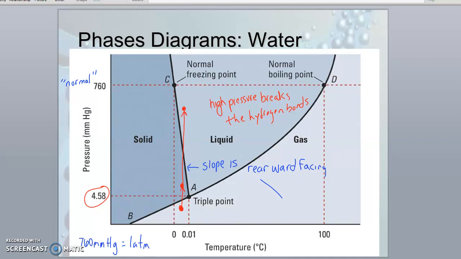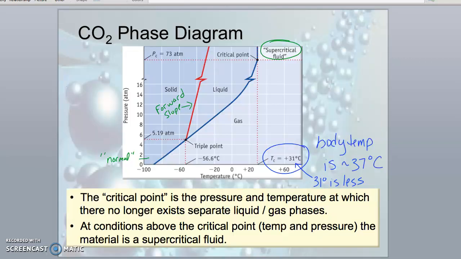That's always good. Look at the slope of this line, that solid-liquid interface. It's a rearward facing slope, and that's something that's unique to water, and that allows us to increase pressure and go from solid to liquid. Most slopes, for anything but water, are going to have a forward facing slope. So let's take a look at one. Here's CO2, and you can see this slope is forward facing. So we can't start in the solid for CO2 and increase pressure and go into the liquid state. It's most dense in the solid state.